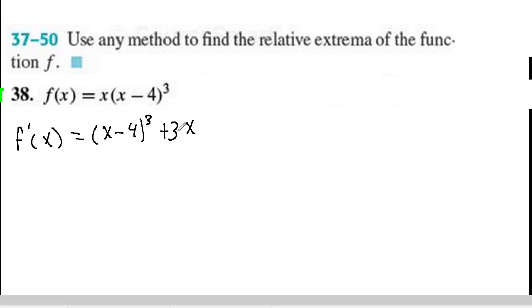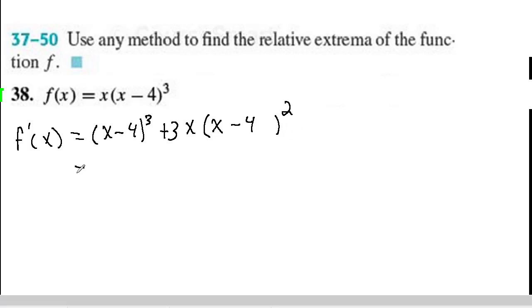So we bring down the exponent for the power function, take one away from the exponent, and so the new exponent becomes a 2, but what's inside your base stays the same. Then we multiply by the derivative of the inside, but the derivative of the inside is 1. The derivative of x minus 4 is just 1, so we don't need to do that.